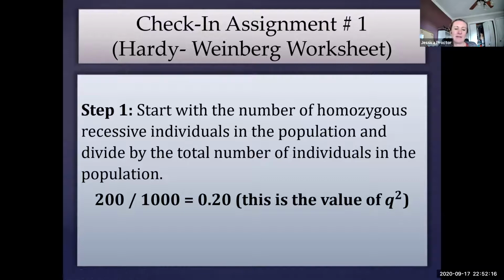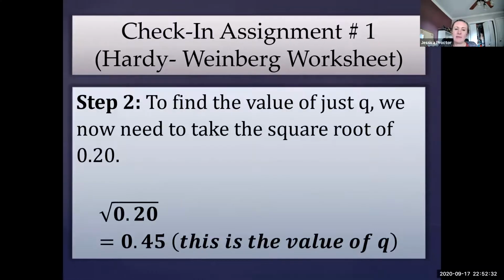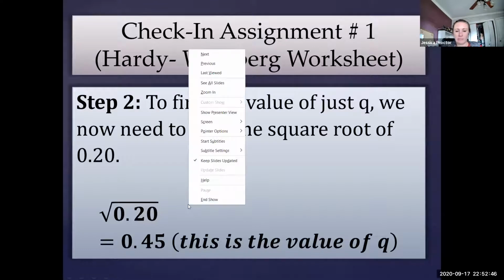So careful, this is the value of q squared. This is not the value of q yet. So this is step one: we take the number of homozygous recessive individuals, divide it by the total in the population. It gives us this number, 0.20. That's the value of q squared. But we want the value of just q. So step two, to find the value of just q, we now need to take the square root of 0.20. The square root button is the one that looks like a check sign with a line on top of it. Here, I'll go ahead and pull out a calculator with you guys so you can see it.